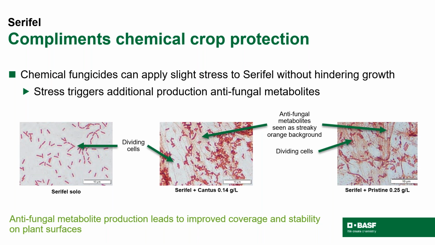When Serifel was tank mixed with Cantus, which is in the center picture, we see a lot more spores and a lot more metabolites, which is a pretty exciting reaction, considering we are mixing a bacteria, these spores, with the fungicide. So it seems to give it this boost and makes it work even harder to protect our plants. And the same happened when Serifel was mixed with Pristine, which is in the right-hand picture.